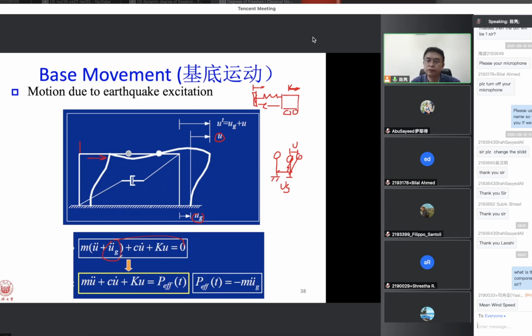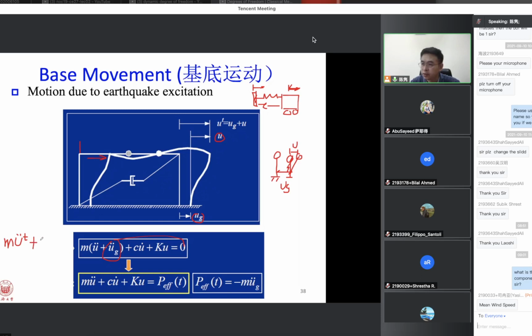Sometimes you may see this equation of motion in a different form. This one is in relative displacement, or relative variables. Sometimes you can use it in absolute variables. Use u t here. In this case, the first term will become u t two dots, because this is measured from here. So this is the total acceleration.